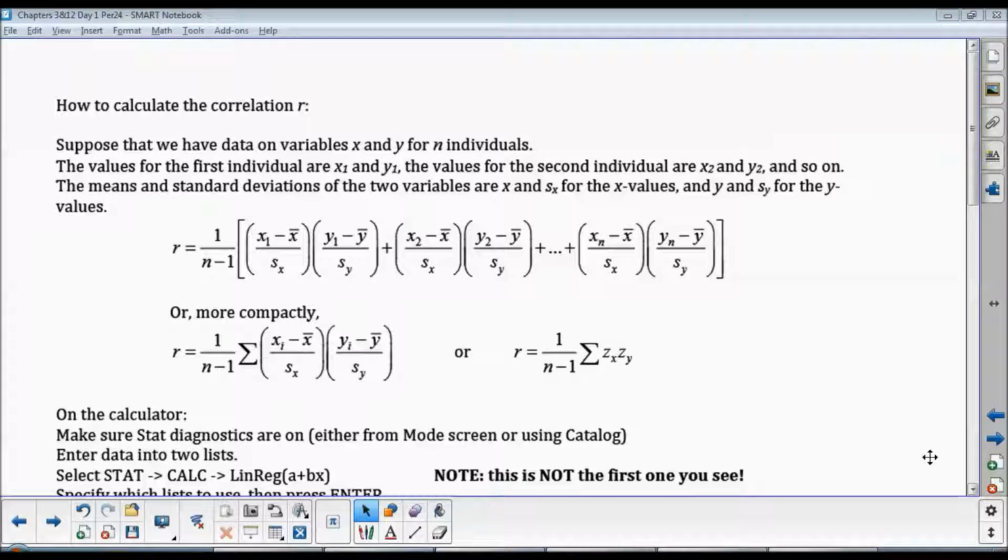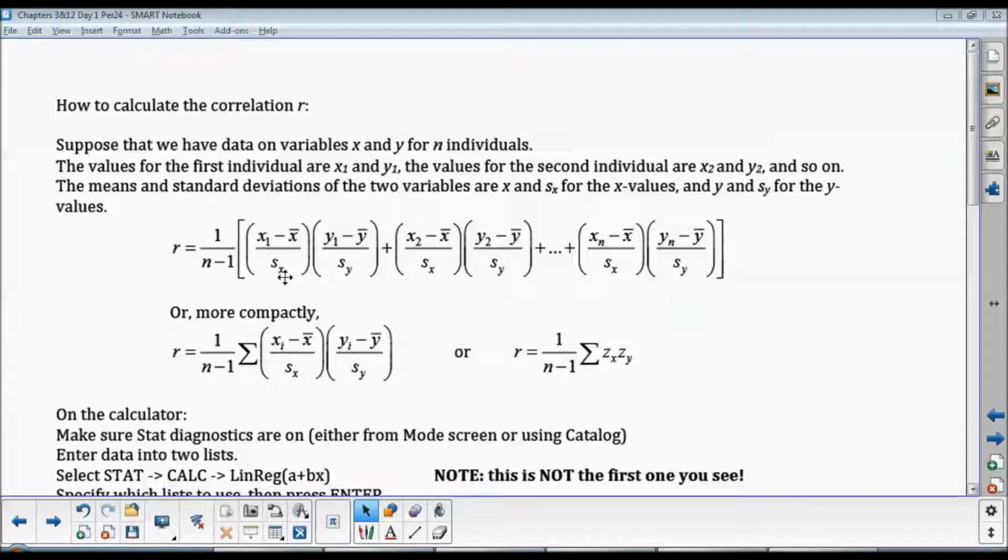All right, welcome back. Hopefully you were able to find the formula for correlation on your formula sheet. So this is how it's actually found. Suppose we have data on variables x and y. The values for the first individual are x1 and y1, so that would be your x-coordinate and your y-coordinate. The values for the second individual are x2 and y2, and so on. So this is what's going on.